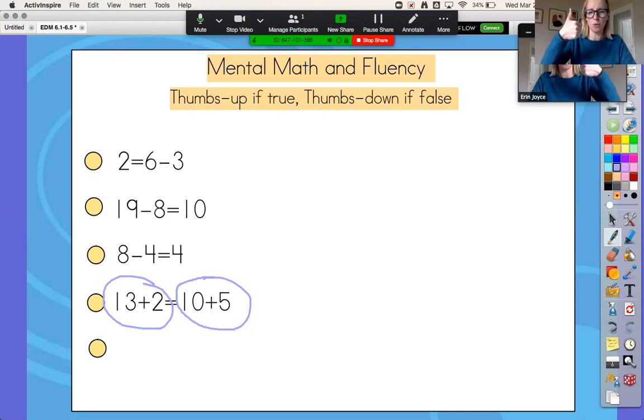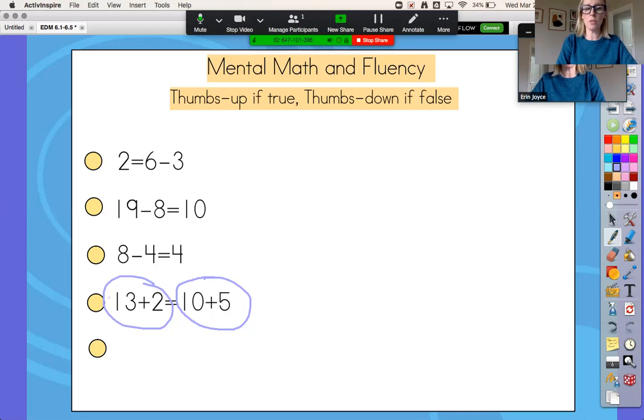You're going to say, is it true or is it false? Give me a thumbs up or a thumbs down once you've decided. I'm thinking that a lot of you are like this, but let's look through it together. Kudos if you are. This is a true number sentence.